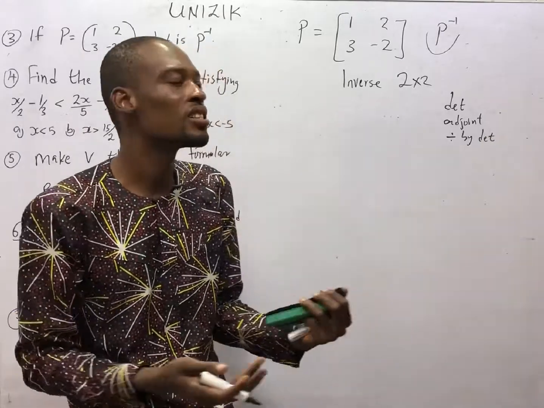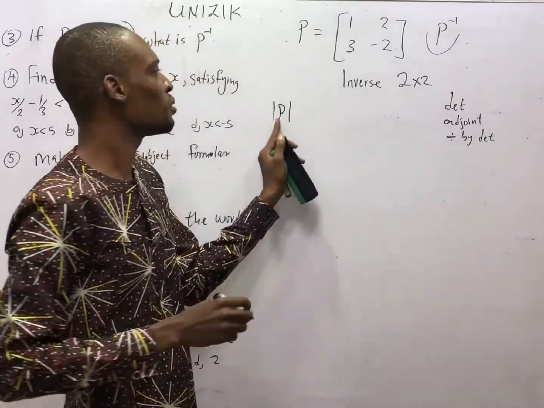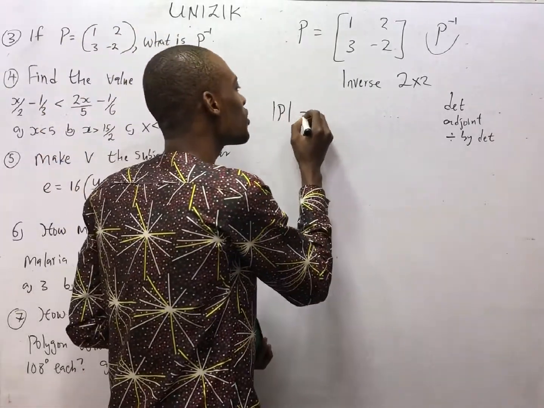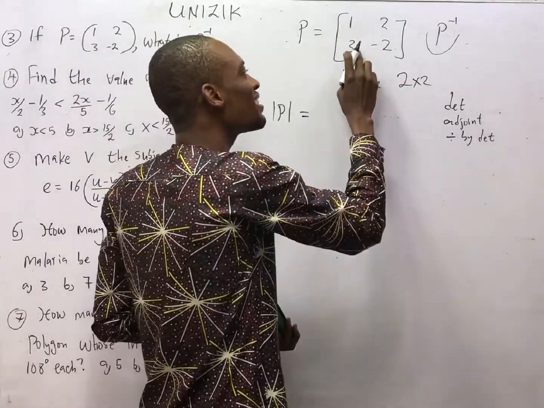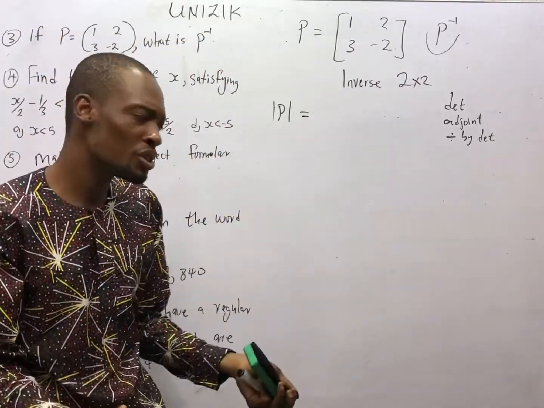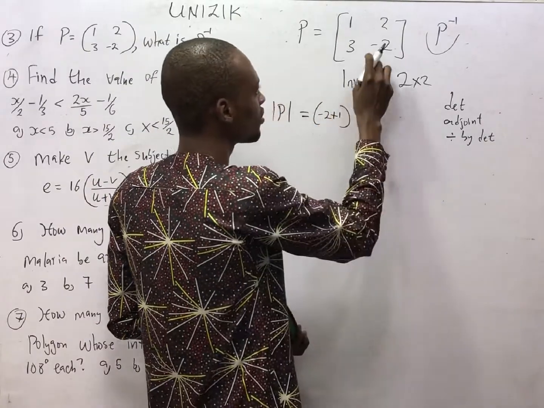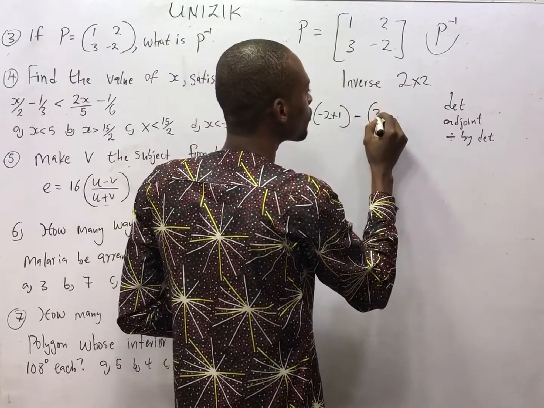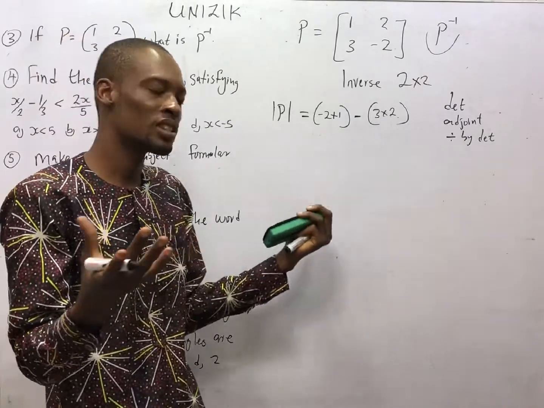Let's see the reality. So if this is P, the determinant is simply something like this. It means determinant of P. How do you find the determinant of P? It is simply anything here times anything here, minus anything here times anything here. That is how to find the determinant of a 2 by 2 matrix. So if I say minus 2 times 1 minus 3 times 2, that is it. We found the determinant.